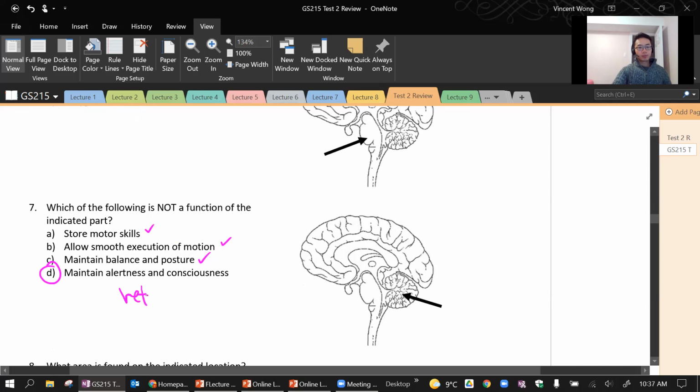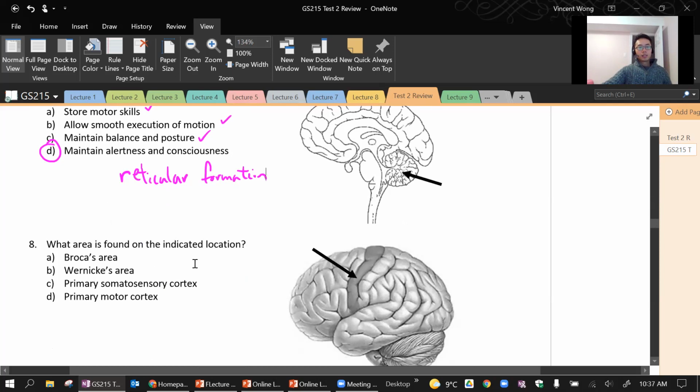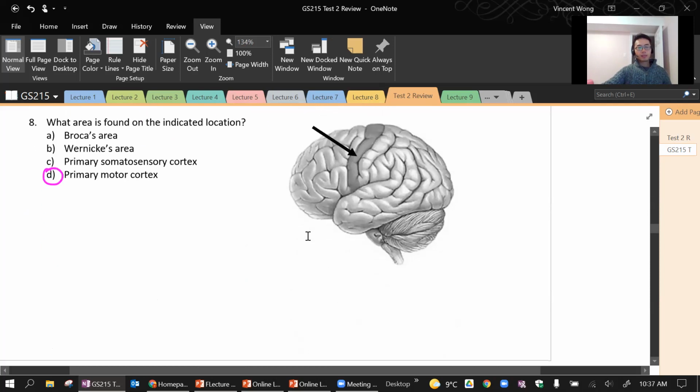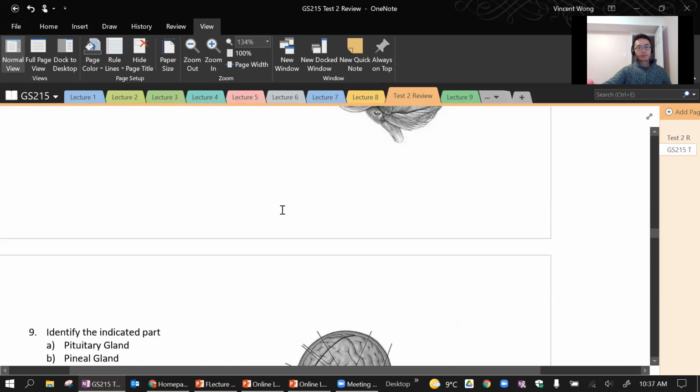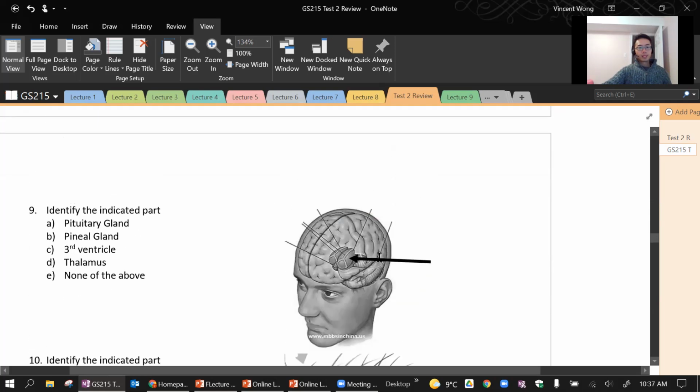Reticular formation. It's in the notes. Take a look. This one, we just did it above. That's the primary motor cortex for voluntary movement. This one, what is it pointing at? It's pointing at these structures. This is a picture directly from your notes. It's the thalamus.